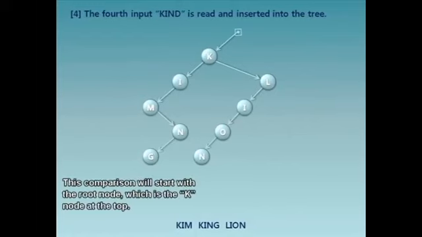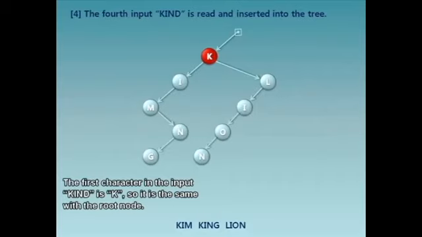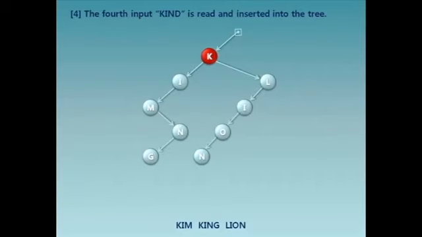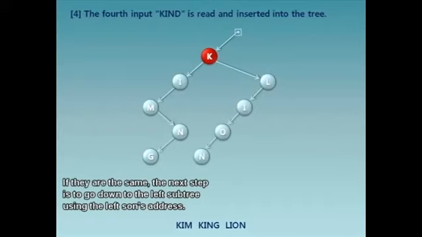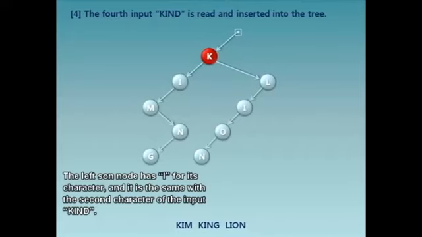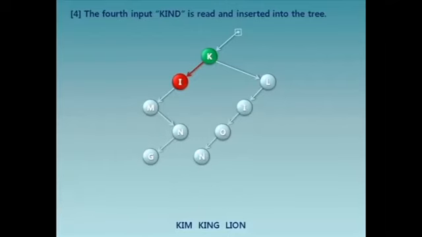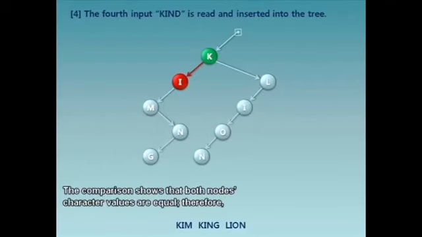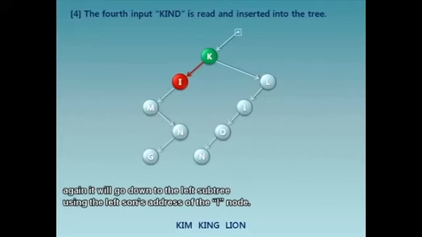The comparison will start with the root node, which is the K node at the top. The first character in the input kind is K, so it is the same as the root node. If they are the same, the next step is to go down to the left subtree using the left son's address. The left son node has I for its character, and it is the same as the second character of the input kind. The comparison shows that both nodes' character values are equal.